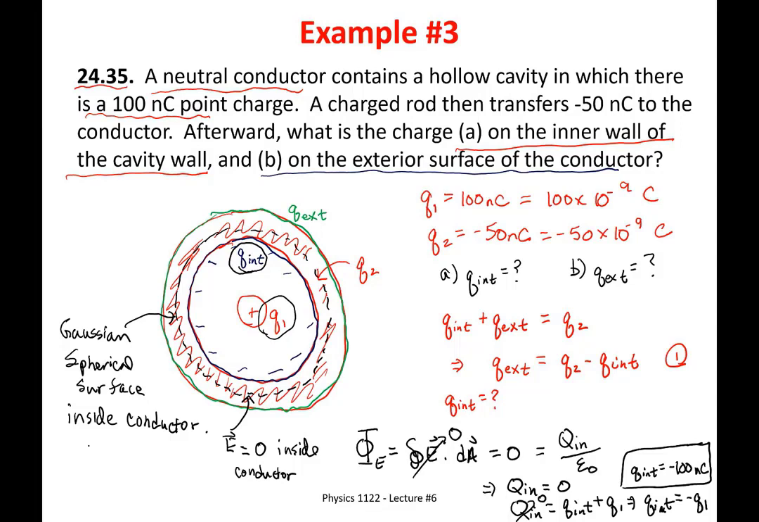Then to find Q exterior, I go back to equation 1, and I see that Q exterior is going to be equal to Q2, negative 50 nanocoulombs, minus negative 100 nanocoulombs, which will leave positive 50 nanocoulombs for the exterior surface. And so on the exterior surface, we've got a positive charge.